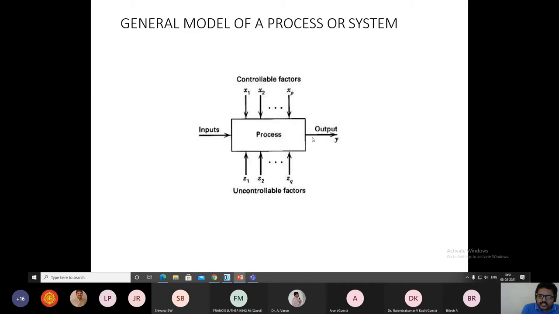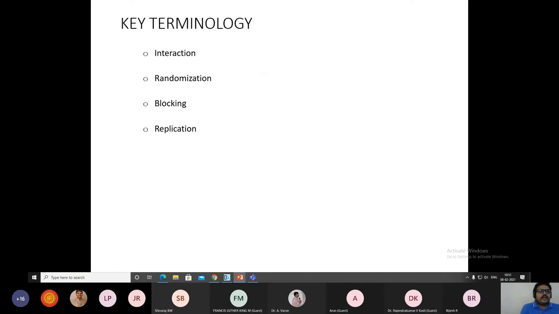So for machining or for finishing or for making a tea or for making a cake, etc., this loop will be the same. In this, you should identify what are the controllable factors and what are the uncontrollable factors, and you should identify what are the inputs and input levels, etc., and what is the output you are getting, etc. So this is a generalized diagram you can see for a process or a system in DOE, and based on that you can actually design. Yeah, next, key terminology.